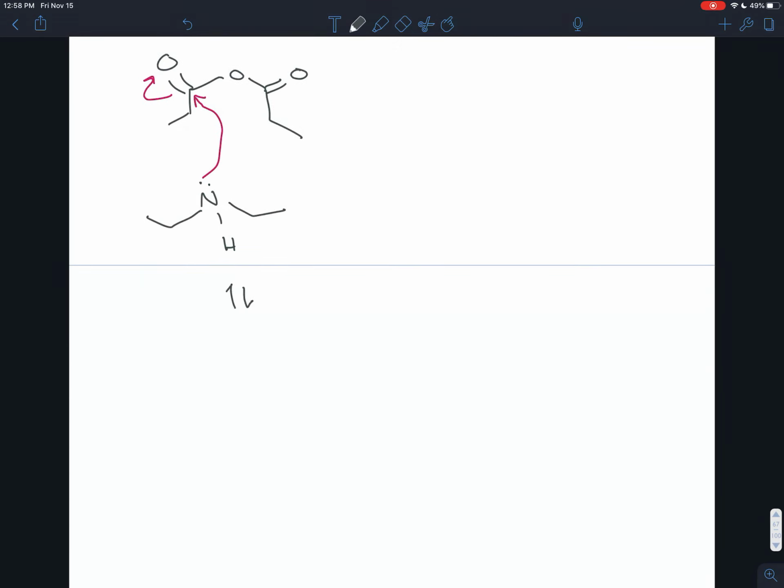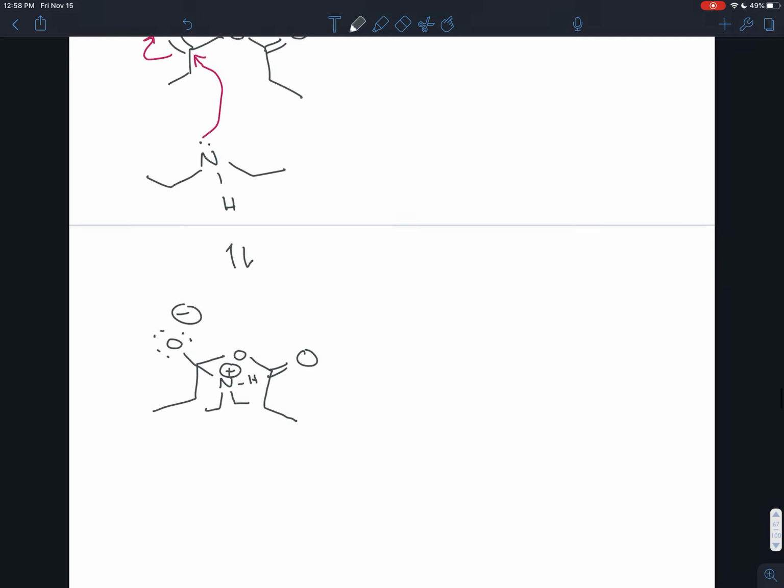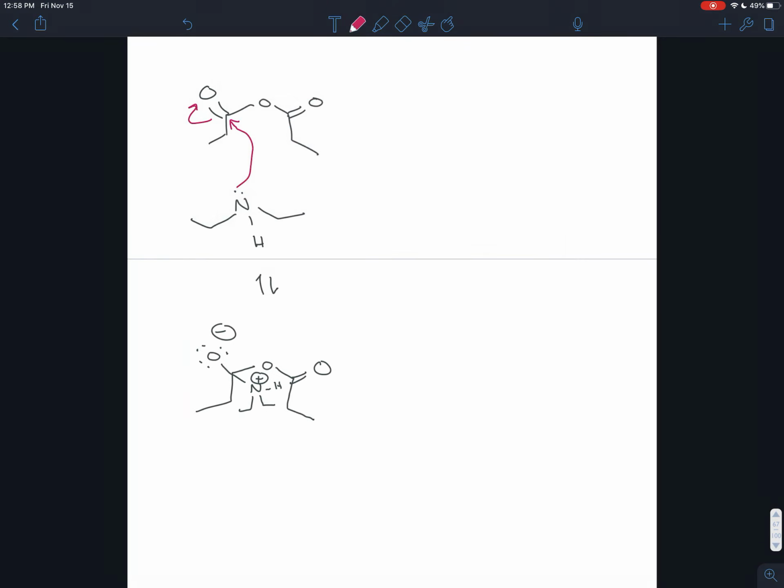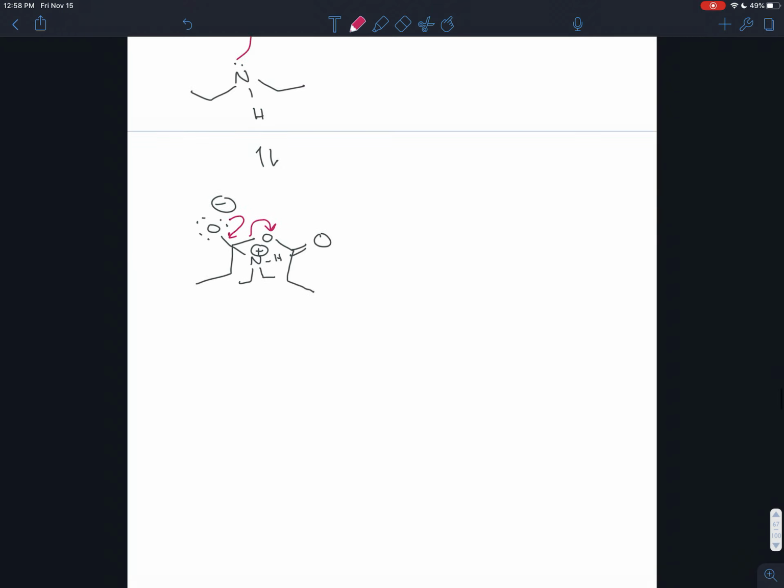After that nucleophilic attack, you would have a tetrahedral intermediate. The oxygen here would have a full negative charge, and here you'd have the nitrogen bonded to two ethyl groups and a hydrogen with a full positive charge. The oxygen with the full negative charge snaps back down, kicks the anhydride off as the leaving group, so that's loss of a leaving group.